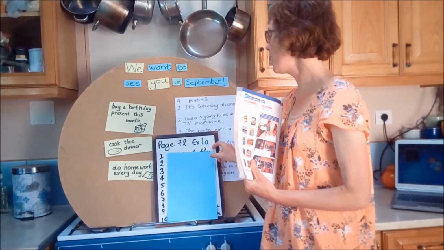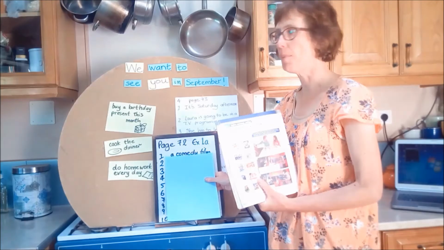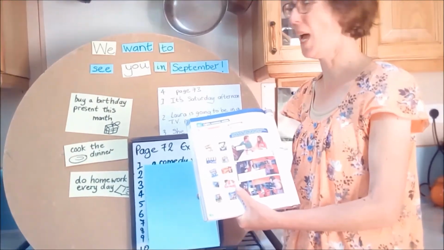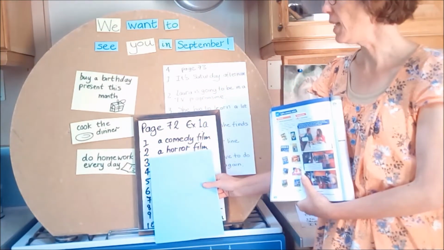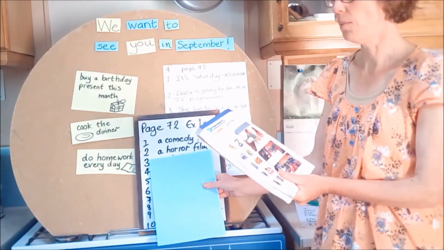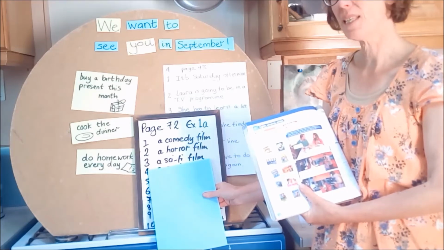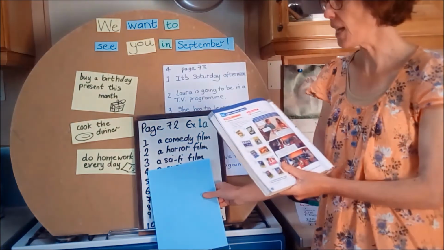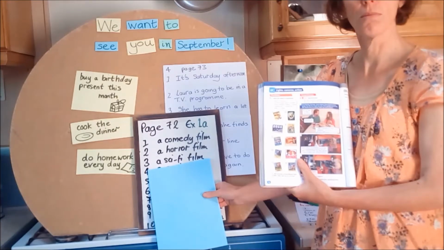So, number 1 is a comedy film. Something that makes you laugh. Number 2, that looks a bit scary. Number 2 is a horror film. I don't like horror films. Number 3 is a science fiction film, about the year 2066.